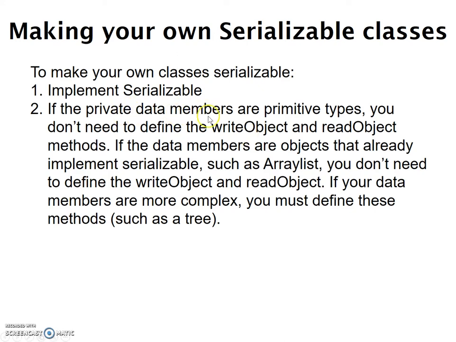If the private data members are just primitive types, you don't need to define the readObject and the writeObject. If the data members are objects that already implement serializable, such as an array or a string, then you don't need to define the write and read object. If your data is more complex, such as a tree, then you're going to need to provide these methods in order to be able to serialize into an object stream and deserialize from an object stream.